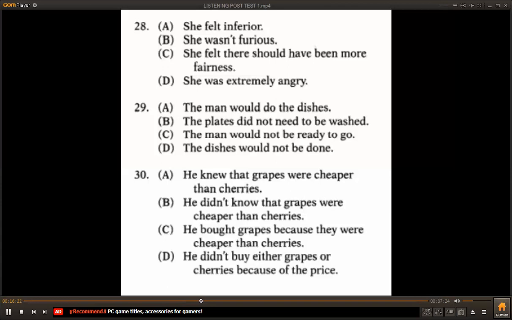Number 30. Why did you get that kind of fruit? I wouldn't have bought these cherries had I known that grapes were so cheap. What does the man mean?